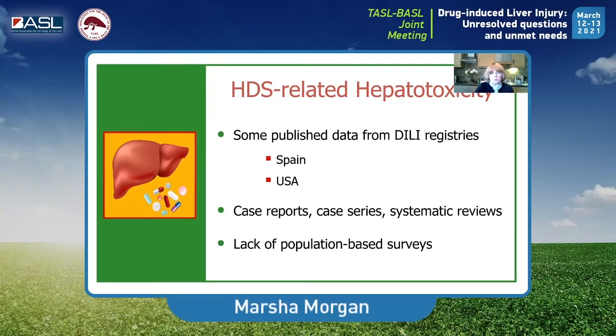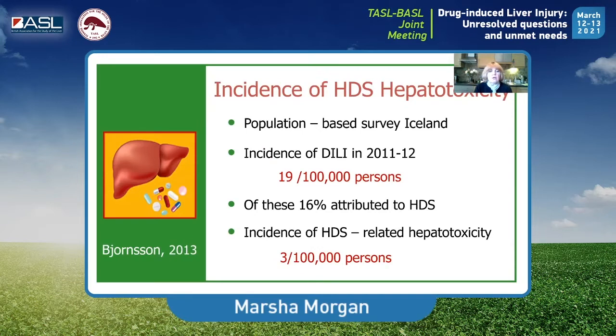The one that is always quoted is the Bjornsson 2013 study, which was based in Iceland. During the study year, the incidence of DILI there was 19 per 100,000 persons. Of these, 16% were attributed to HDS. Therefore, the extrapolated incidence of HDS-related hepatotoxicity is low at 3 per 100,000 persons.